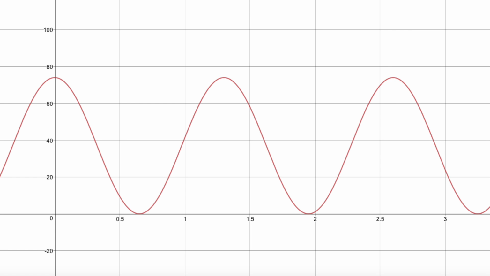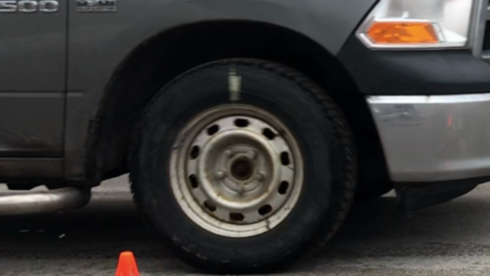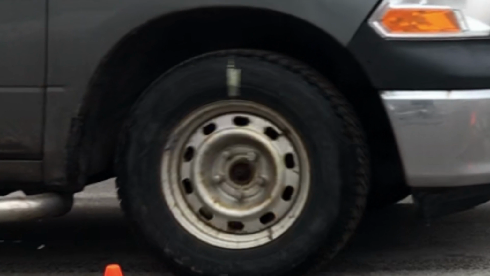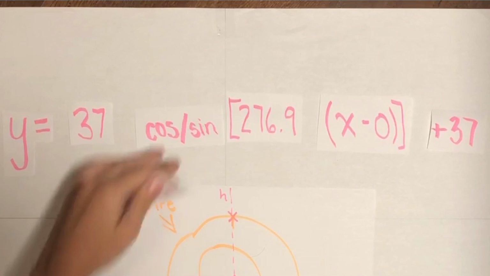Lastly, we need to decide if we are going to be using sine or cosine in our function. We know it's sine if our h value starts at the new origin, and cosine if our h value starts at the maximum or minimum. And so as you can see, the chalk mark starts at the maximum, meaning our equation is cosine.